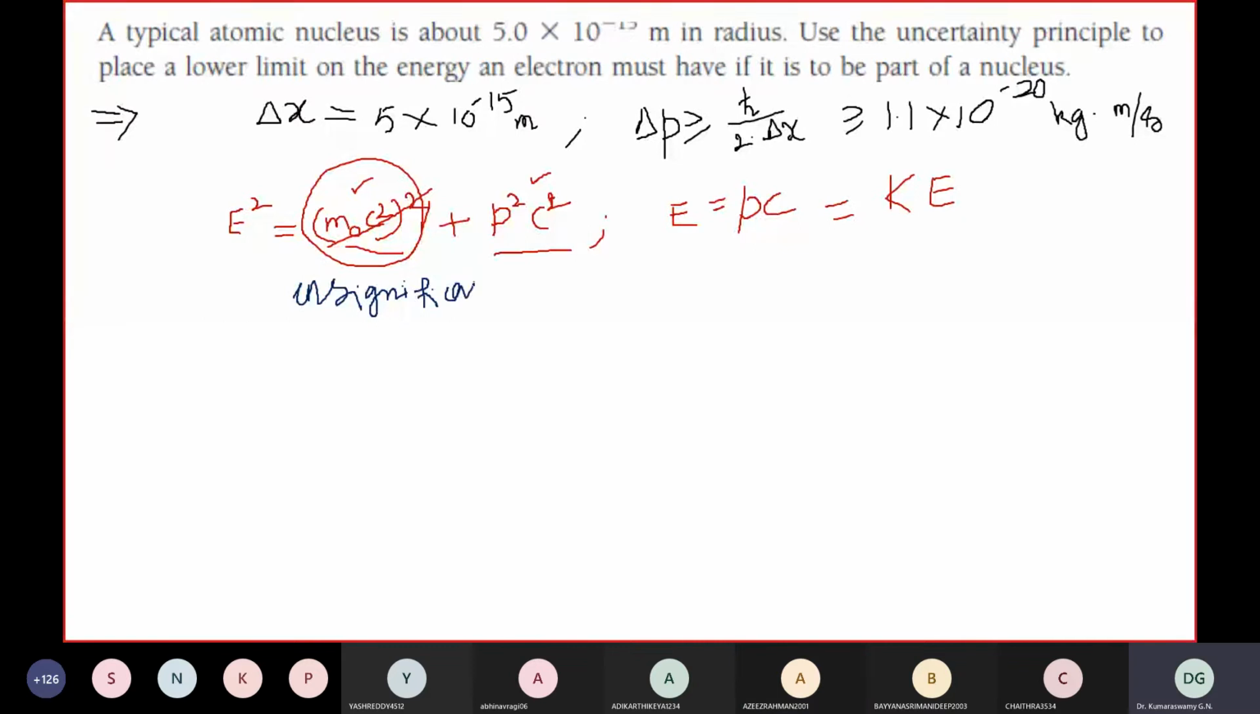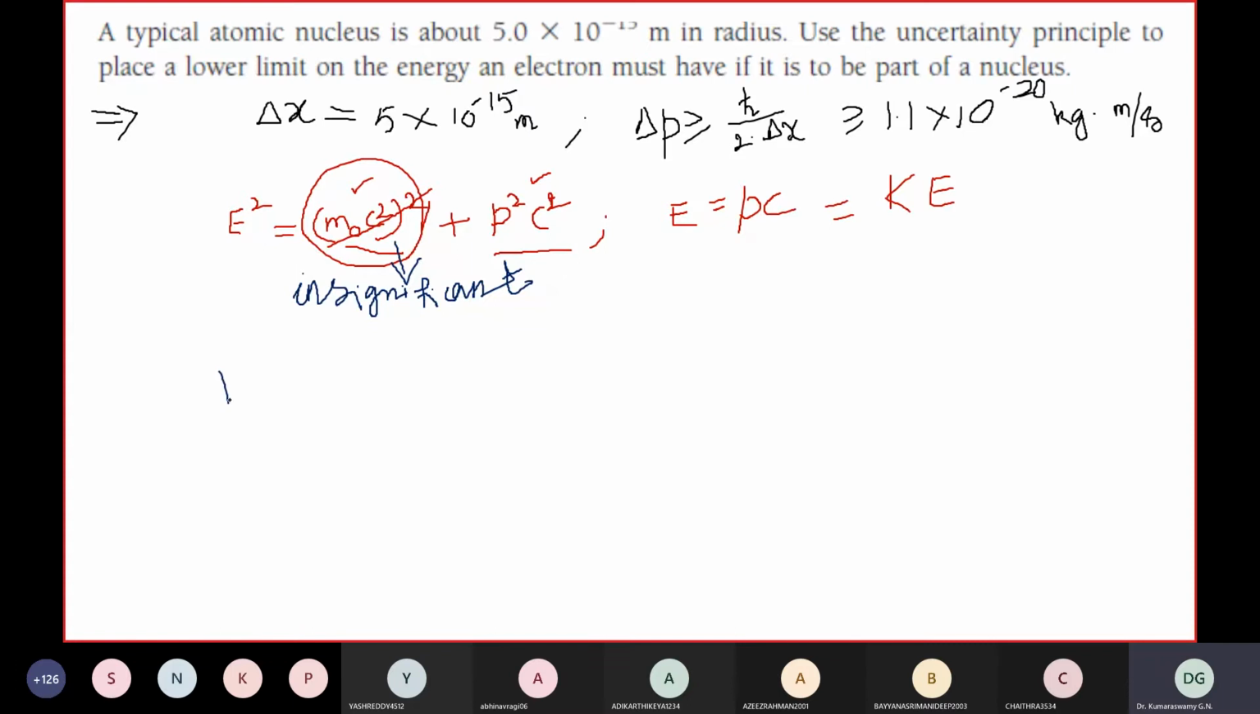Sir, kinetic energy formula is different, no, sir? Half mv square. Don't worry. Kinetic energy is also equal to p square by 2m, right? It keeps changing. That's how here we get it as p into c. This one is insignificant. So E is equal to pc.